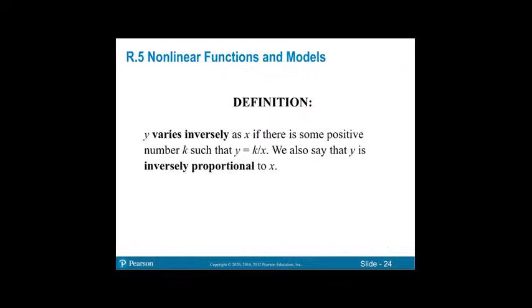So now in the last section, we looked at y varies directly as x. Now we're looking at y varies inversely as x. There is some positive number k such that y equals k over x. So we have some positive constant k divided by a variable x. We also say that y is inversely proportional to x.